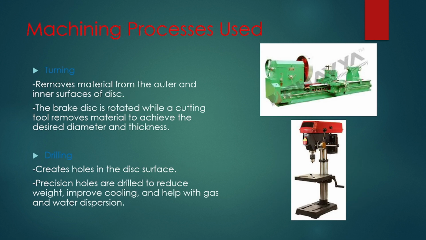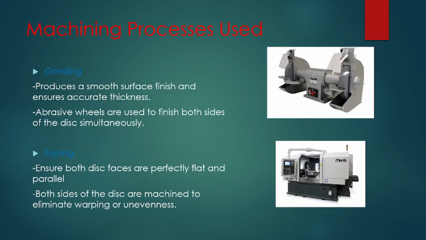About turning, it removes material from the outer and inner surfaces of the disc. The brake disc is rotated while a cutting tool removes material to achieve the desired diameter and thickness. As you can see, the top picture is the turning machine. Drilling creates holes in the disc surface, as you can understand. Precision holes are drilled to reduce weight, improve cooling, and help with gas and water dispersion. The other picture is the drilling machine.